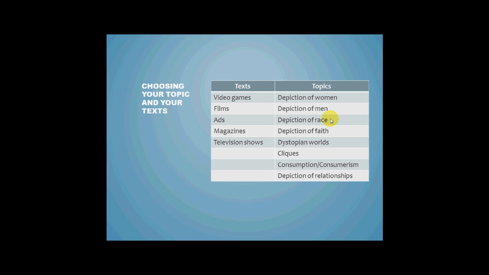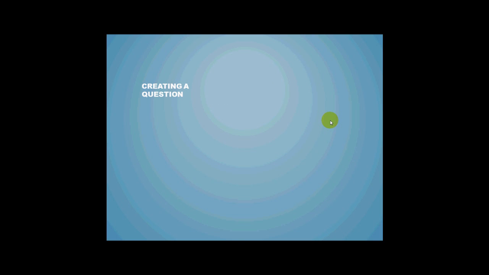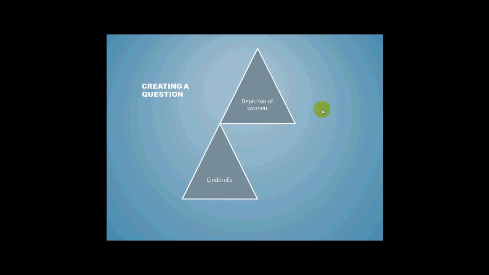Okay, so let's imagine you've chosen your topics, you've got two texts, and you want to know what to do with it next. Well, we need to create a question. If we can create a question from what we've got up to this point, then we could eventually get ourselves to a thesis. So let's imagine we've got the depiction of women as my topic. I've got my one text for this example will be Cinderella. And let's imagine that I've got Twilight as my other text.